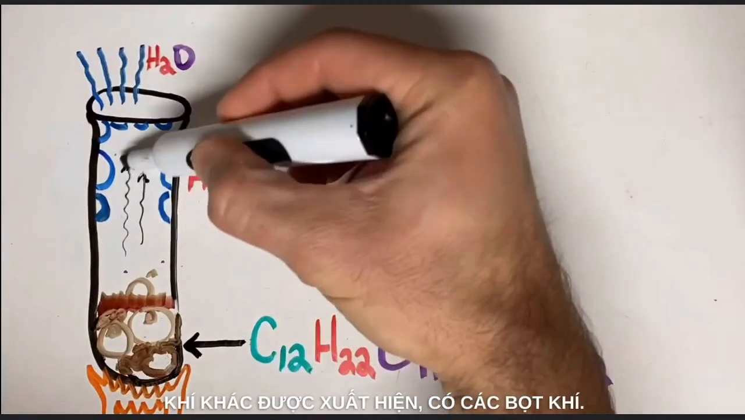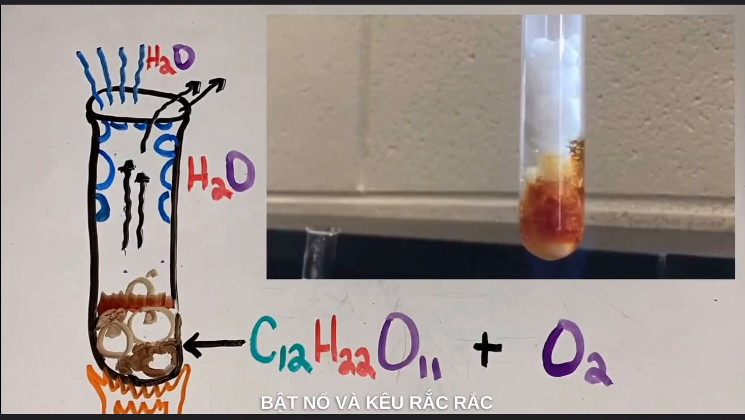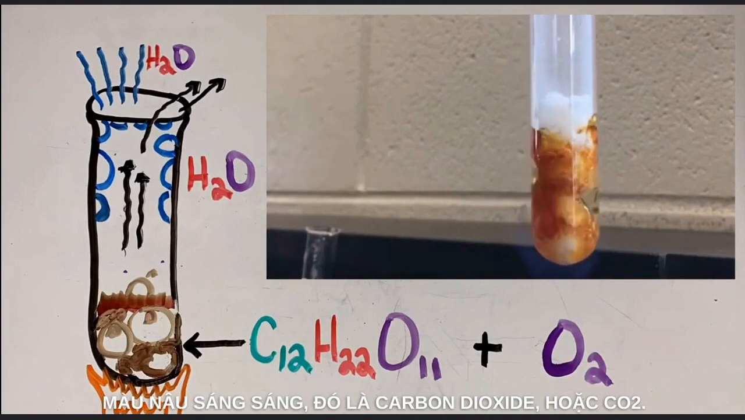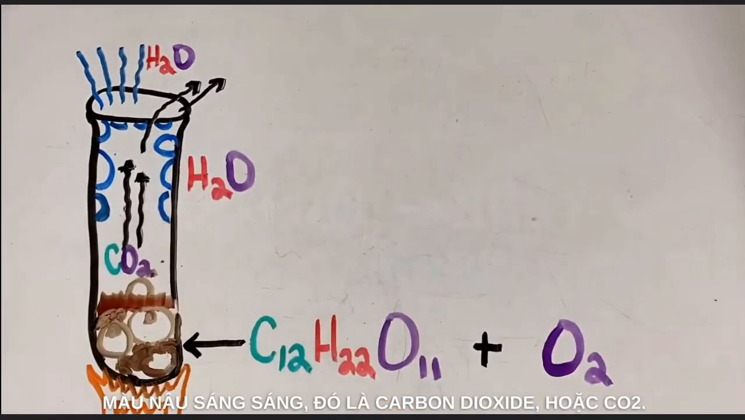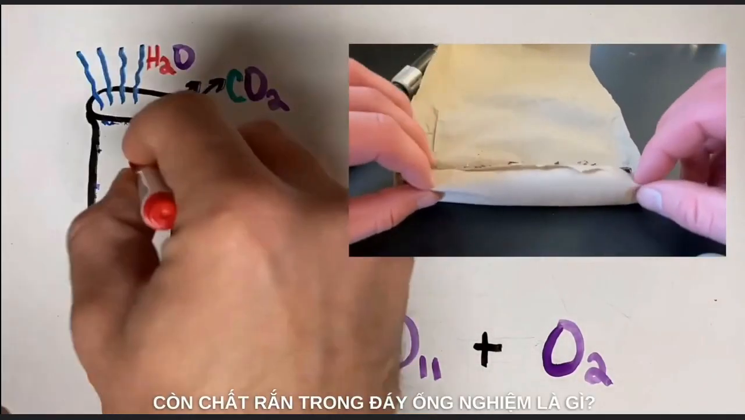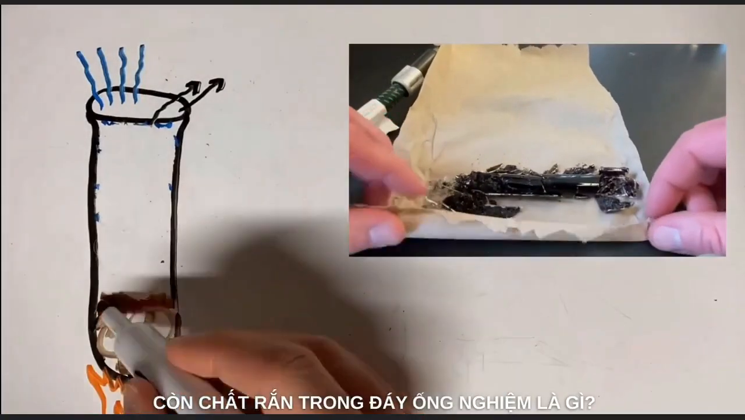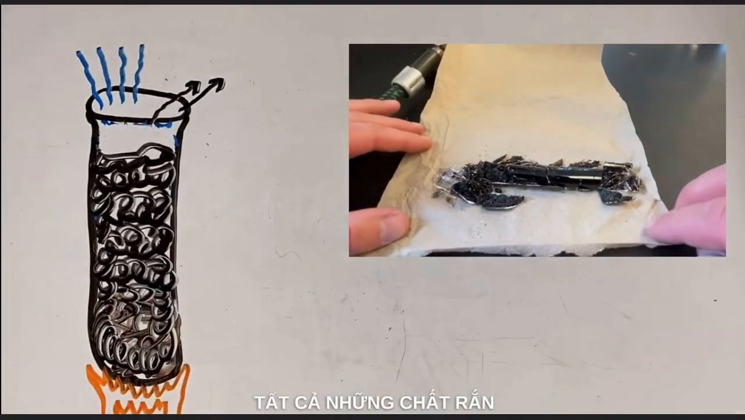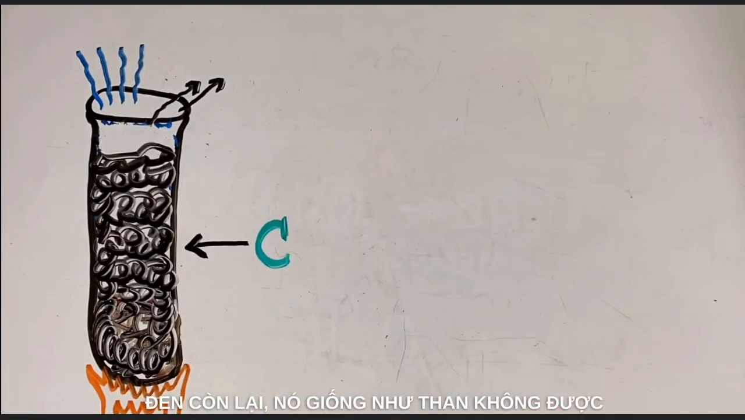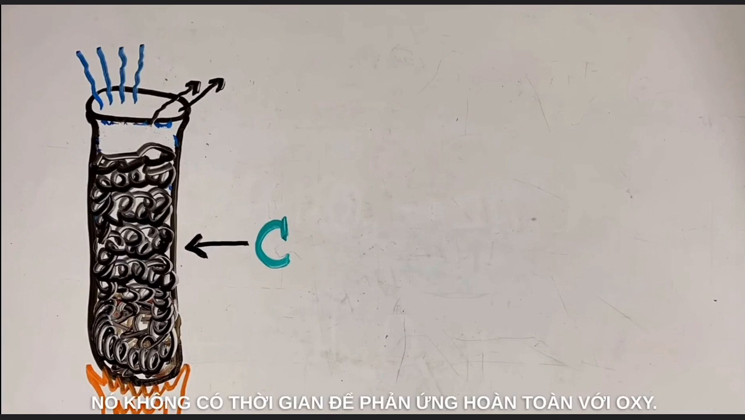The other gas that's produced, which is in the bubbles that are popping and bursting and crackling as we're burning the sugar and it starts to change that light brown color, that's carbon dioxide, or CO2. That's 1 carbon and 2 oxygen. So that begs the question of what is left over in the bottom of the test tube. Well, all that black stuff is just like leftover soot. That's leftover junk that we weren't able to burn off in the reaction. It never had time to fully react with the oxygen.